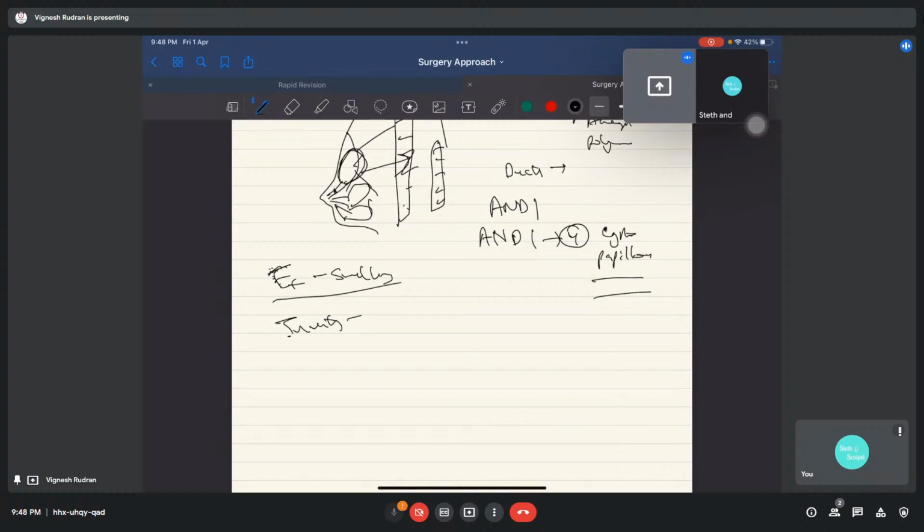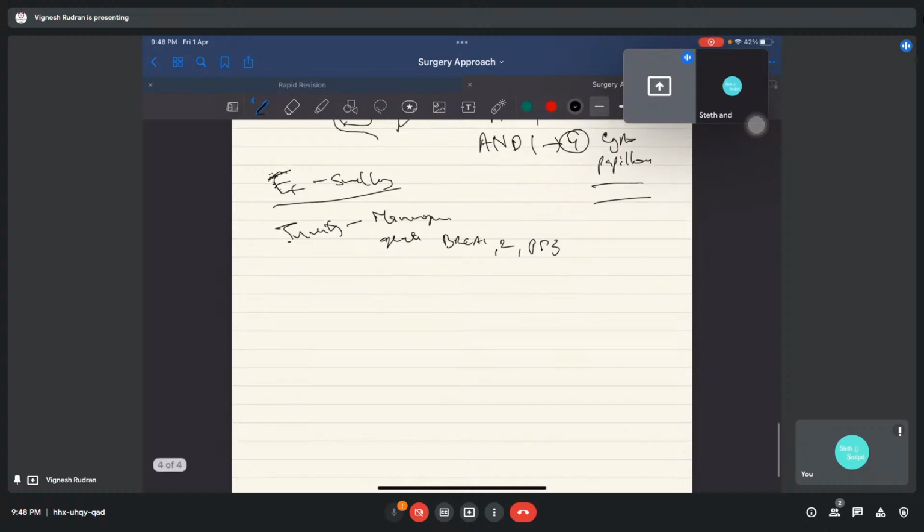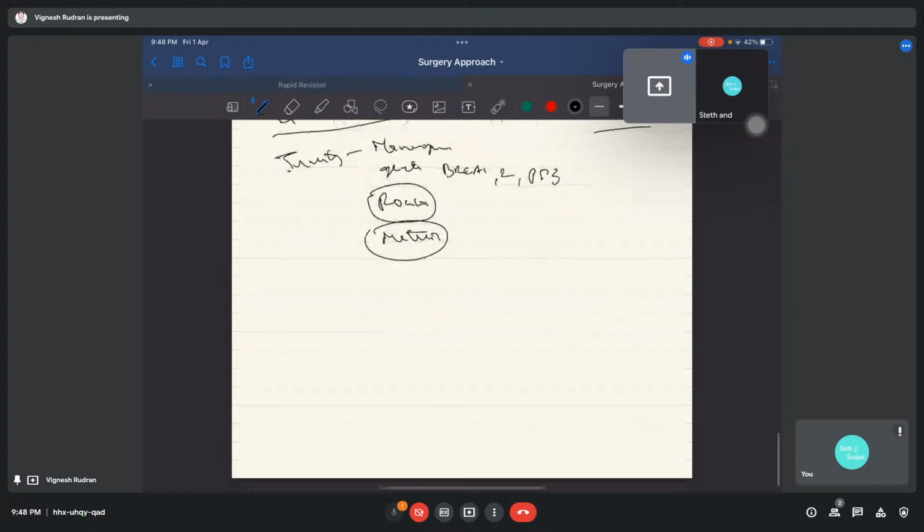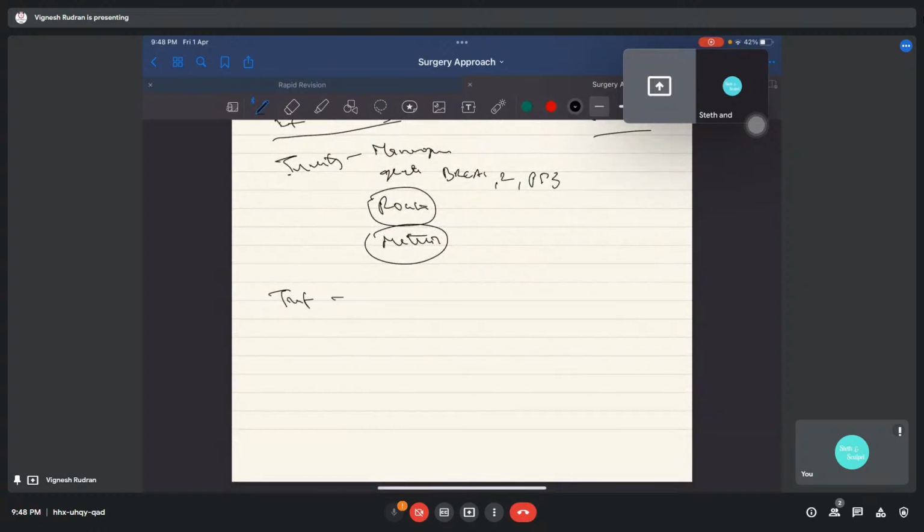Investigation, your mammogram, and then you do genetic, your BRCA 1, 2, P53. So you put those, and then routine investigations you do. Then metastasis, you check if it's there. These are all your investigations. Then treatment, you're going to do chemotherapy.